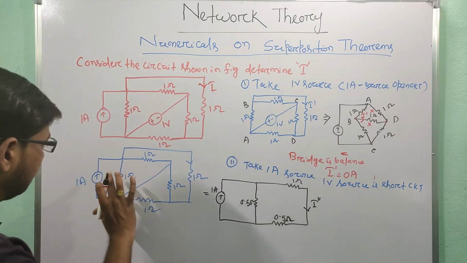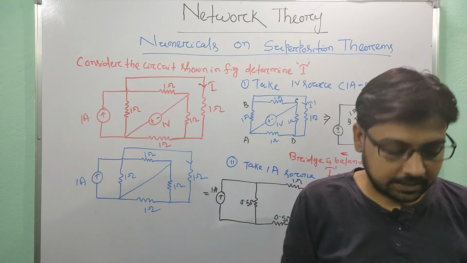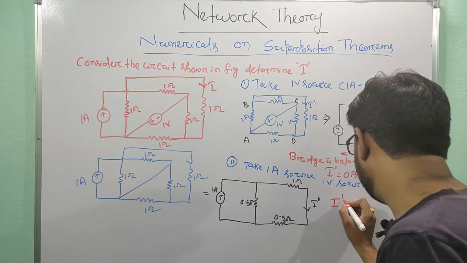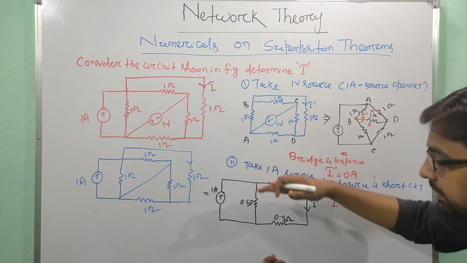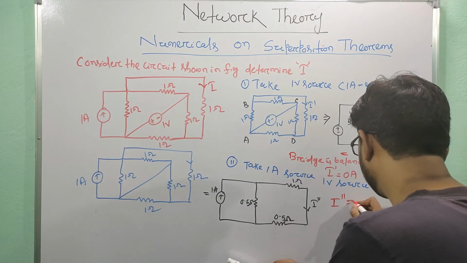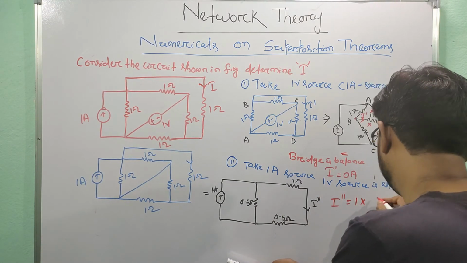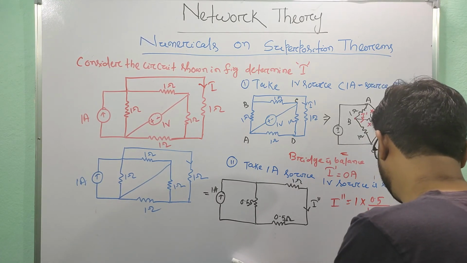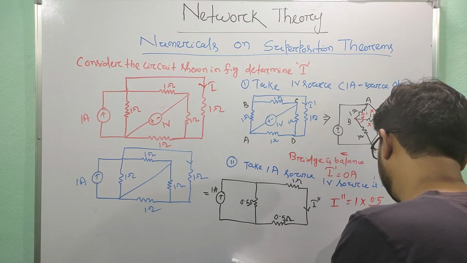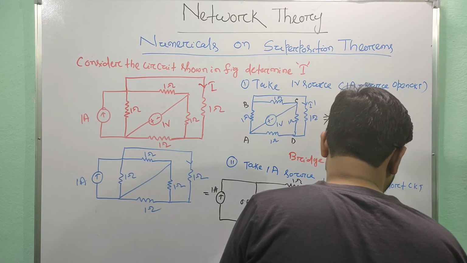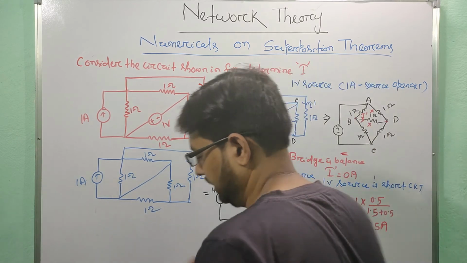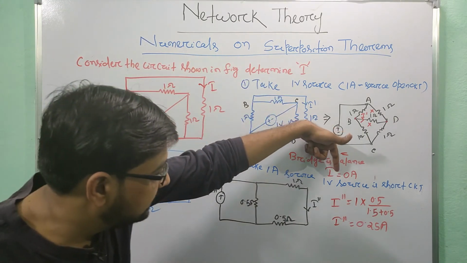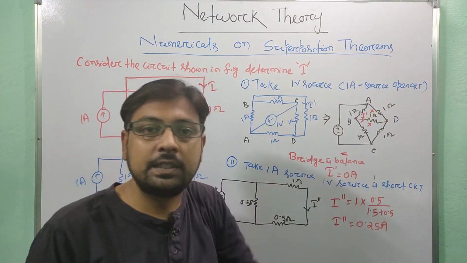Now if I convert this circuit into this circuit, I would solve it and find the value of I double dash. What is my I double dash value? Here I will apply the current division formula, that is, 1 into 0.5 divided by 1.5 plus 0.5, so I double dash is equal to 0.25 ampere. Okay, so for this, I will take I dash is equal to 0 ampere and I double dash is equal to 0.25 ampere.